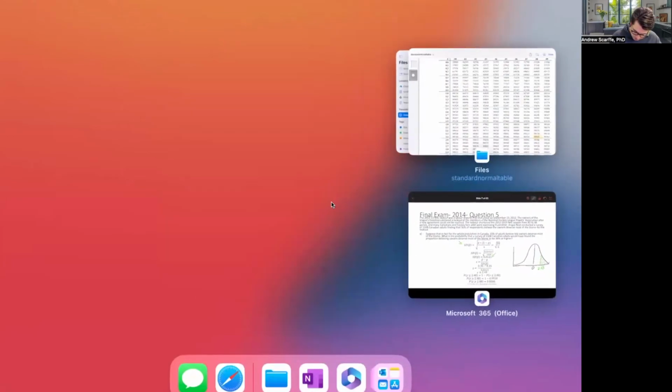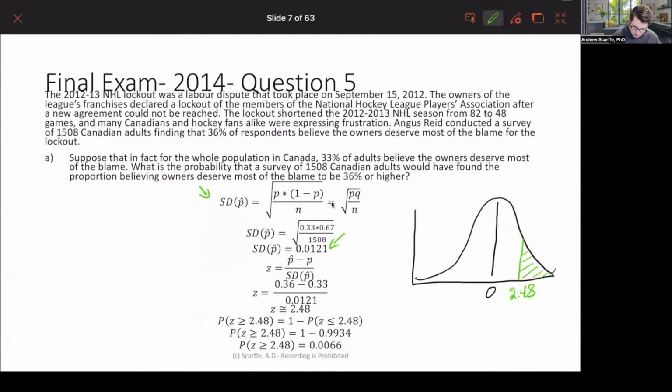0.9934. I've rounded to 4 decimal points, so 1 minus 0.9934 will give us the probability that Z is greater than or equal to 2.48 to be 0.0066.